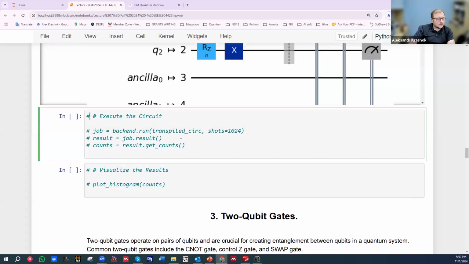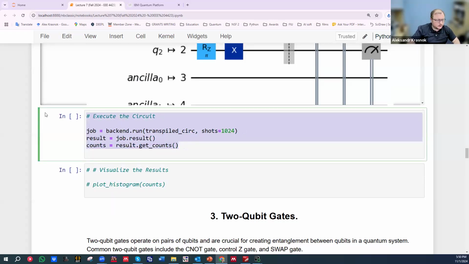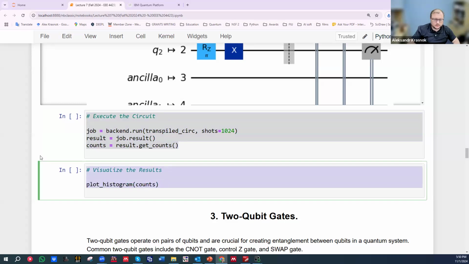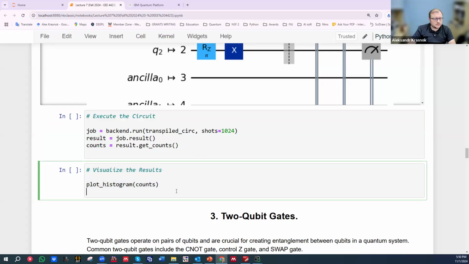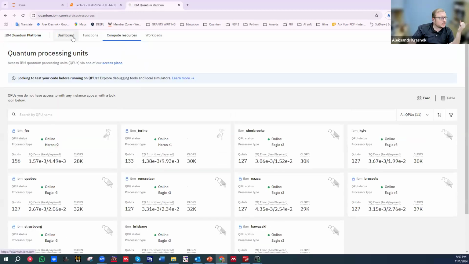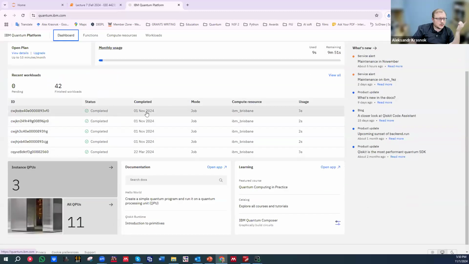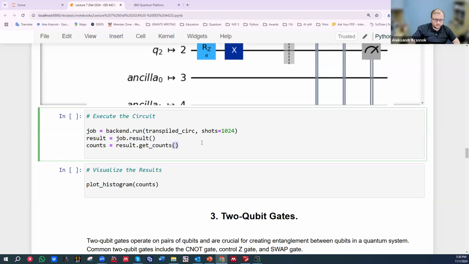Yeah, I commented these parts here because if I run it, it will send the project to IBM Quantum, and then I won't be able to use the rest of the code. We can send it together. Like now, I have no projects in line, so I can send this one.